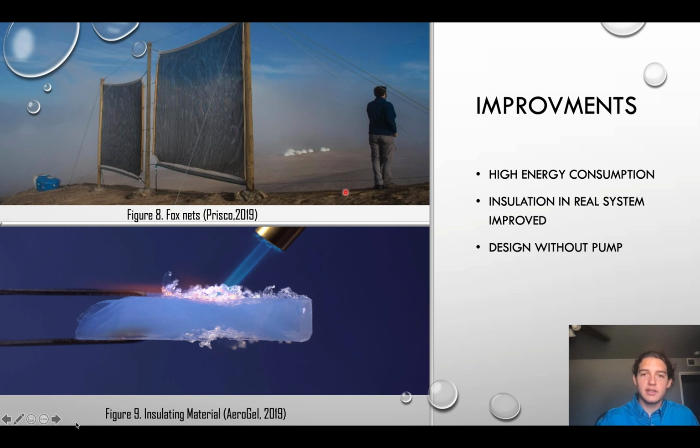So some improvements in the system. The system is very high energy consuming. If we could make the system not use a pump and instead rely on gravity, that would be awesome. Also, there's an insulation system made from aerogel. If we can minimize the energy losses, the heat being lost from the system, that would be great.